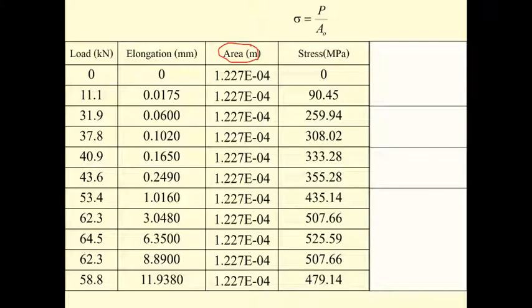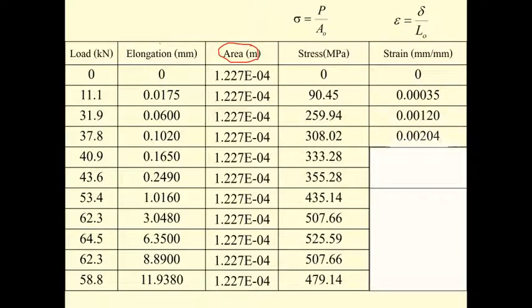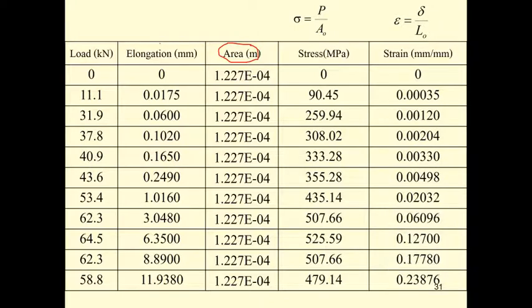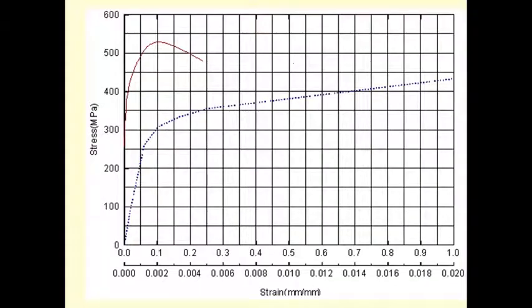For the strain, we have the longitudinal elongation here, divided by the gauge length, and we obtain the data for the strain shown here. The stress is going to be the vertical direction, the strain going to be the horizontal direction. So we put this data into Excel, and then we get the graph.